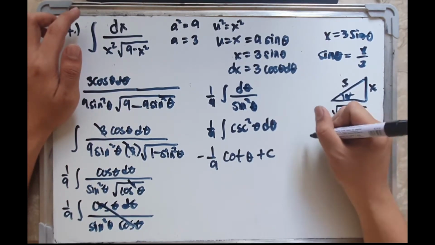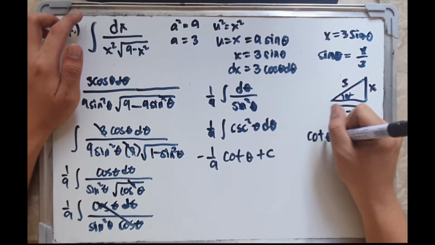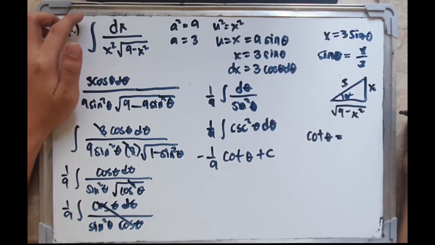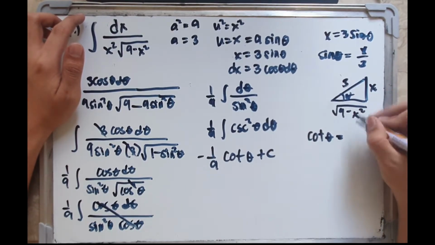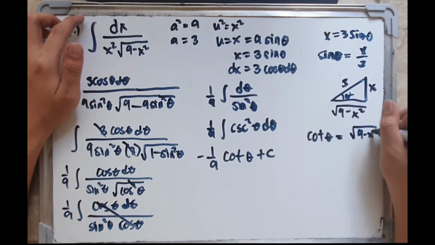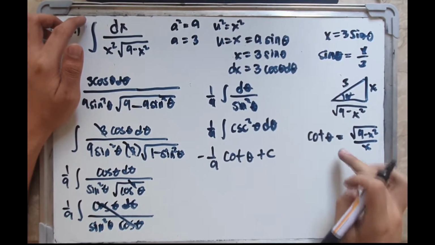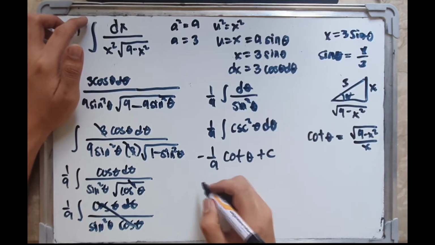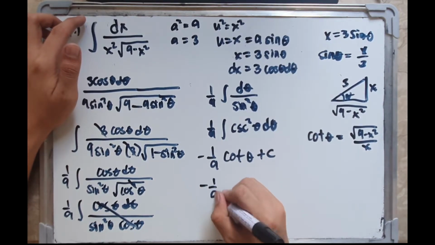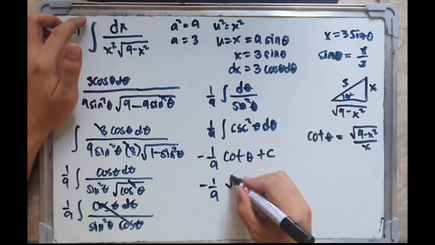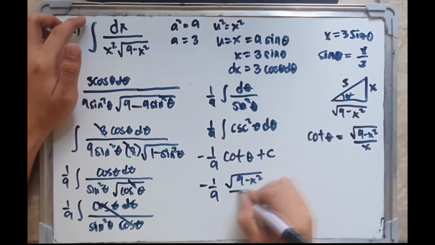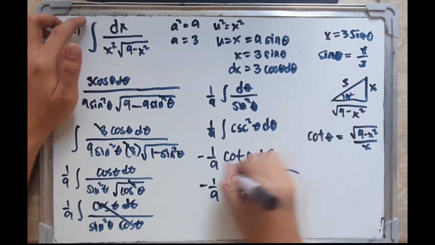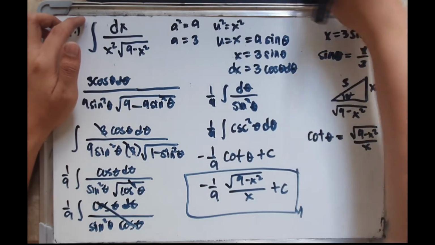Now let's have the value for cotangent theta. Cotangent theta is known to us as the opposite of tangent. So if tangent is opposite over adjacent, TOA, therefore cotangent, that is adjacent over opposite: square root of 9 minus x squared over x. Replacing the value of cotangent here, negative 1 over 9 times the cotangent, the square root of 9 minus x squared over x plus c. This will be our final answer for this example.